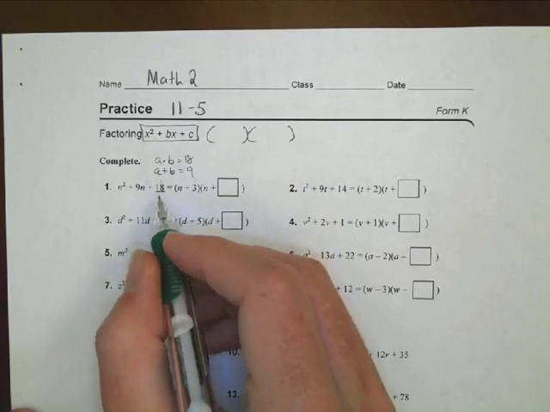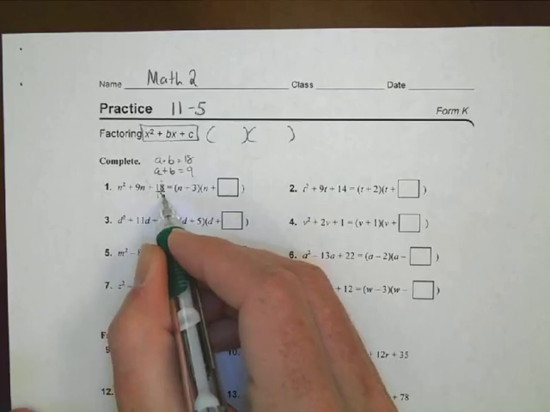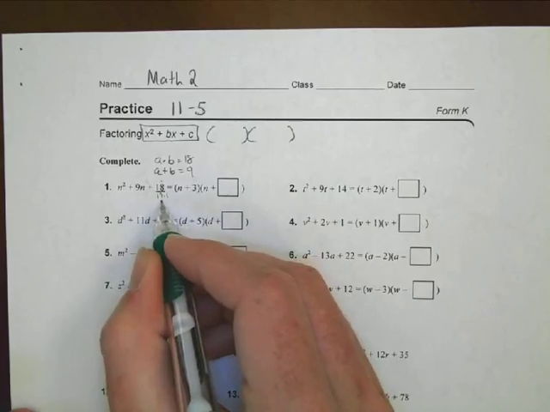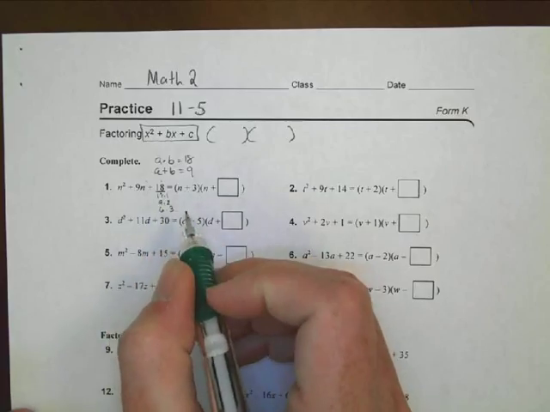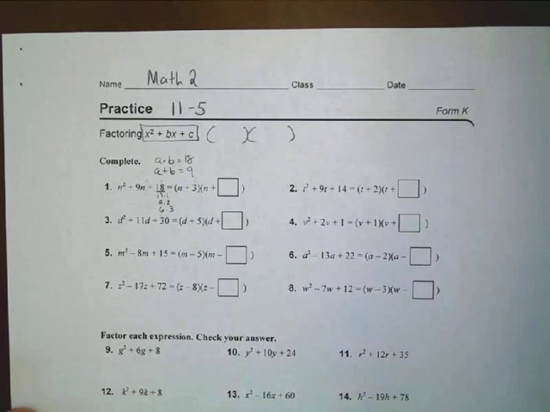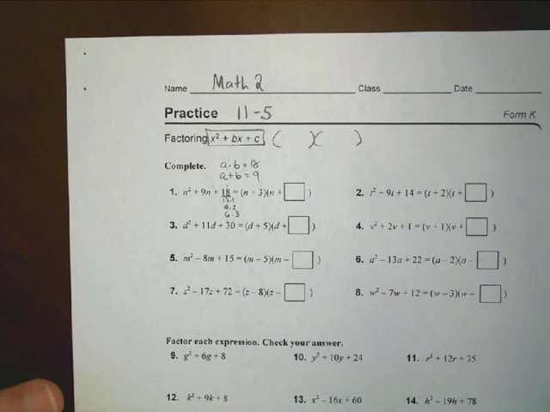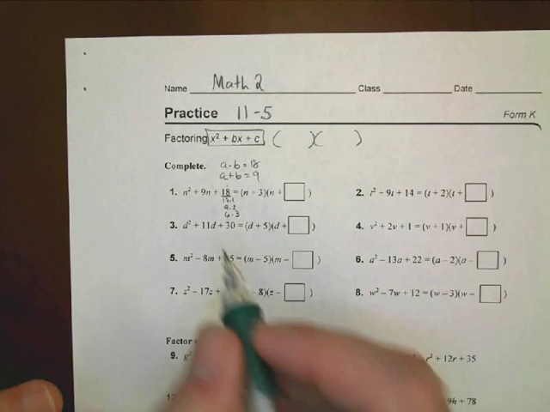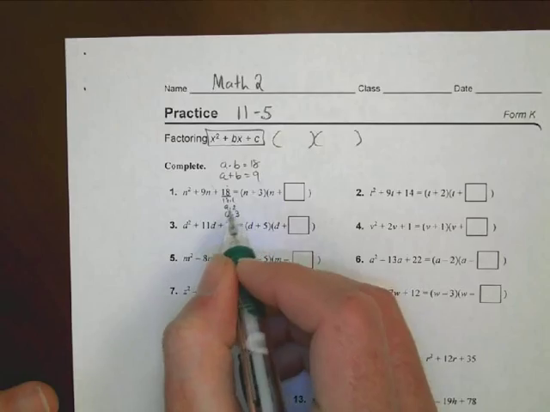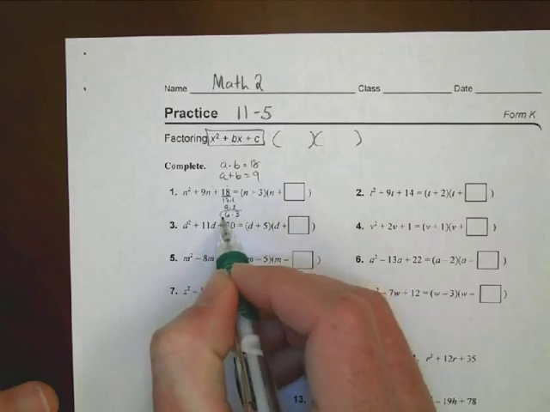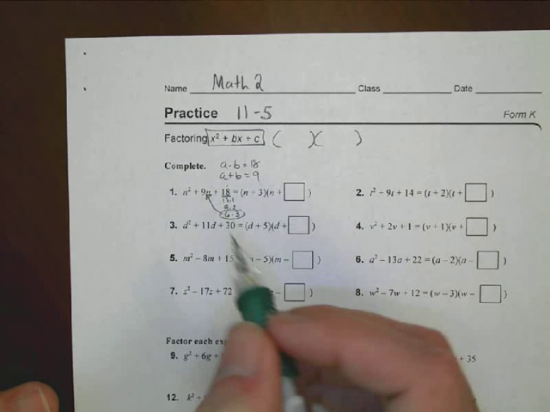When I look at the factors, I know that 18 can be broken apart as 18 times 1, 9 times 2, and also 6 times 3. So I have three different ways to factor that number. Now I recognize which pair of numbers I could add together to give me 9, and that's the 6 and the 3. That's the idea of what we're doing in this problem.